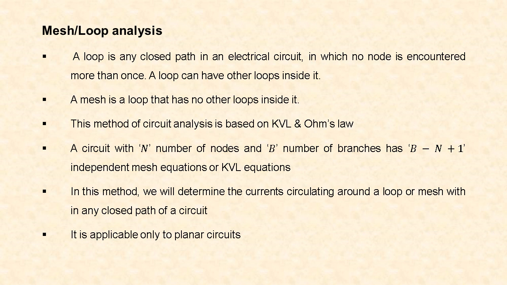In the mesh analysis method, we determine the current circulating around a loop or mesh within any closed path of the circuit. If the circuit has n number of nodes and b number of branches, then the number of independent mesh equations or KVL equations is given by b minus n plus 1. Mesh analysis is applicable only to planar circuits. Planar circuits are circuits that can be drawn on a plane surface with no wires crossing each other.